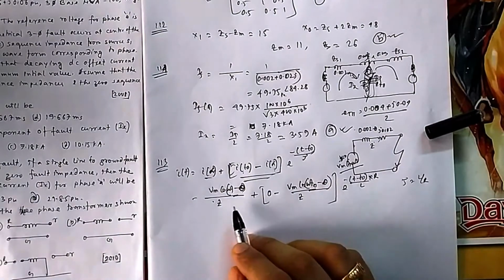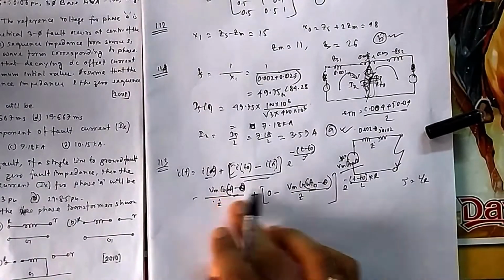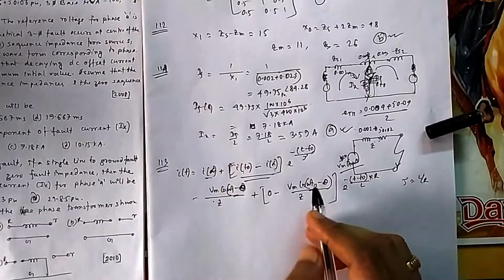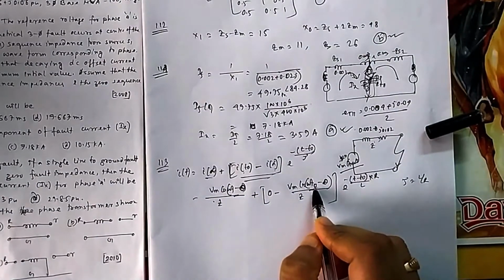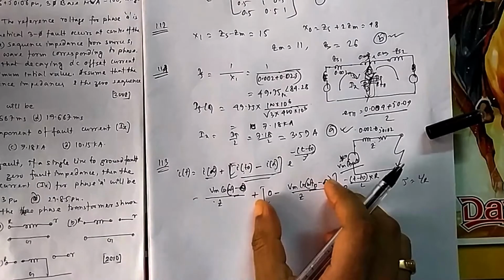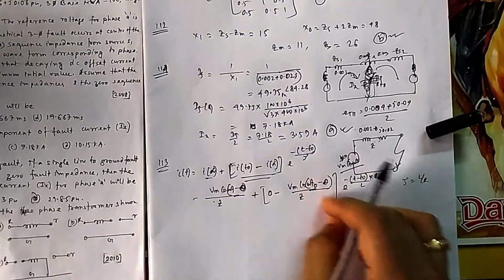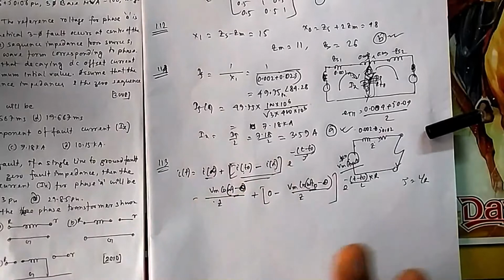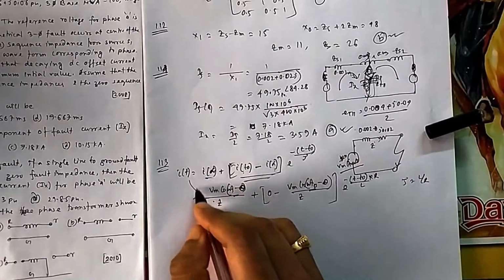Now, in DC it was exactly the same, whatever you have written, it was the same here. But here also it is the same, with just a little change. Here you have to put the instant T0. Why? Because this is the DC component that should decay, and this is the AC part which is there in the fault current. So you can remember it using this trick.